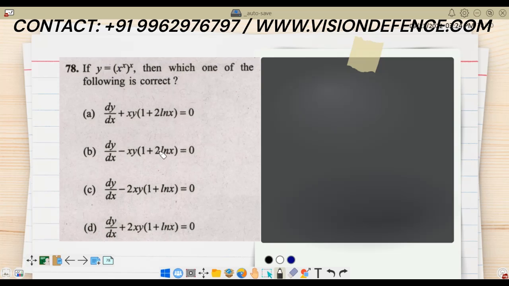So solving 78. Y equal to x power x, and the whole power x. Then which one of the following is correct? So this is a differential equation. If we take that and apply it in the differential equation, we are going to get the answer, right? So if we start with y equal to x power x and then x, this x does not belong to only this x, it's a whole thing, right? So you should be careful with that. We're going to simplify this and then apply it.